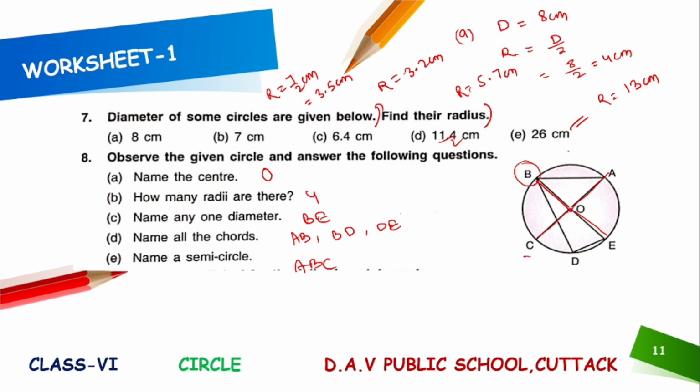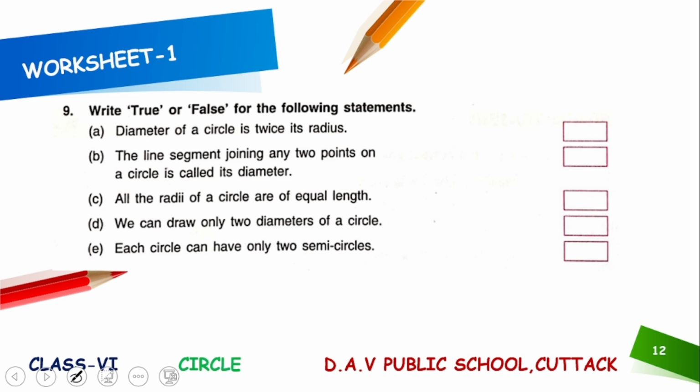Okay. Next, write true or false for the following statements. Diameter of the circle is twice the radius. Yes, true, because diameter equal to 2R. The line segment joining any 2 points on the circle is called the diameter. No, it is called a chord. So false. All the radii of the circle are equal in length. Yes, true.